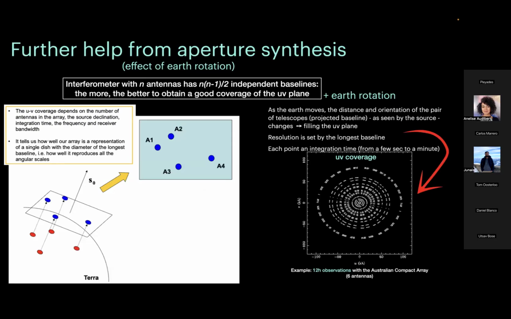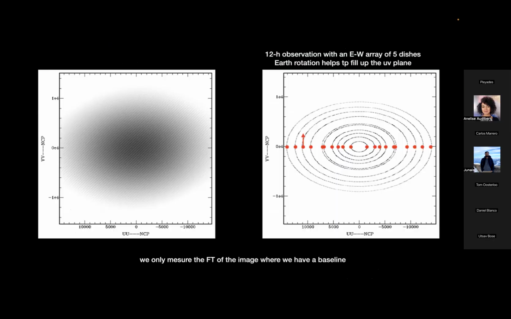Clearly, we have a relatively very poor coverage of this UV plane. So the UV coverage is a very important concept in interferometry. A very important goal is to improve this UV coverage. Obviously, one way is to have more dishes. So this is why ALMA has 64. So you have a much better UV coverage already to begin with.